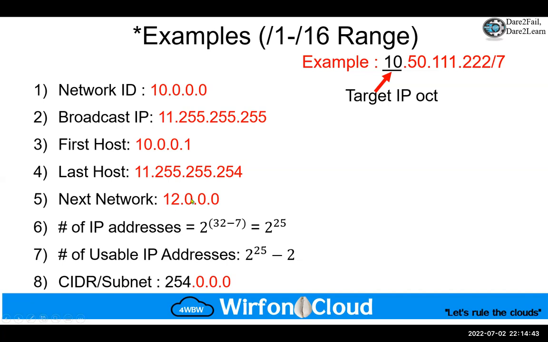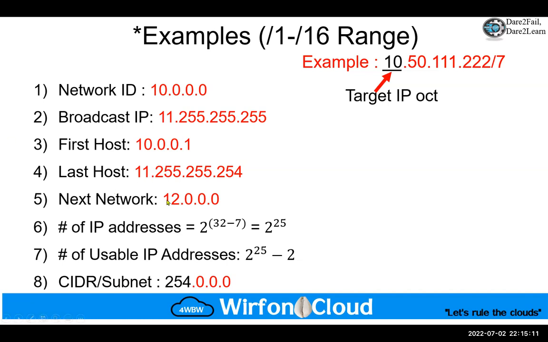So you get 12.0.0.0, since you're dealing with the first octet. Now to get your network ID, that will be the one before or equal to your target IP. Your network ID is 10.0.0.0.